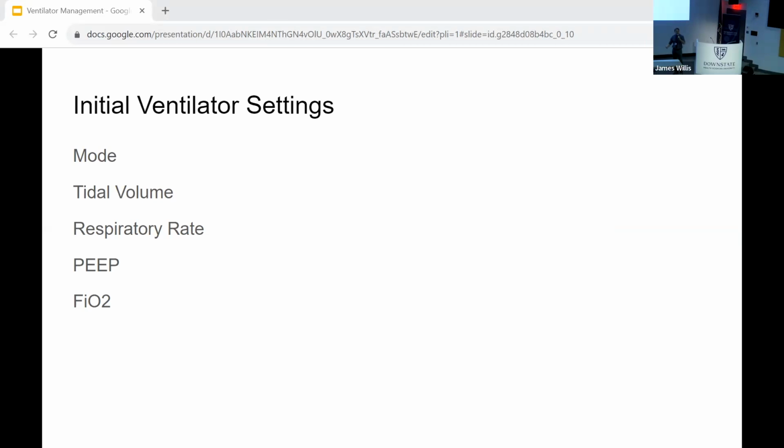Initial ventilator settings. Things that we have to talk about. Mode. What does it mean? Tidal volume. What is our goal? Respiratory rate. What is our goal? PEEP and FiO2. And if you break it up into two things, tidal volume and respiratory rate is all about ventilation, minute ventilation. In fact, the product of the two is exactly that, minute ventilation. PEEP and FiO2 is all about oxygenation.